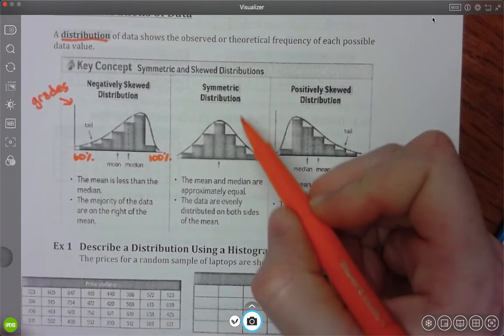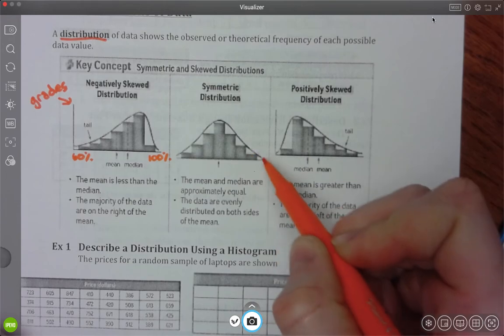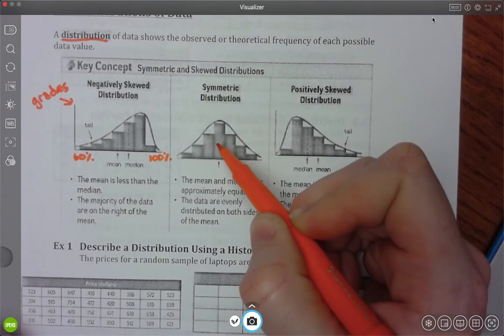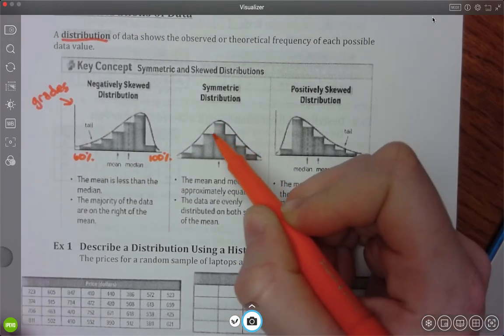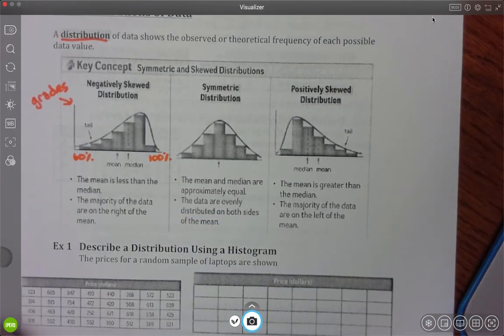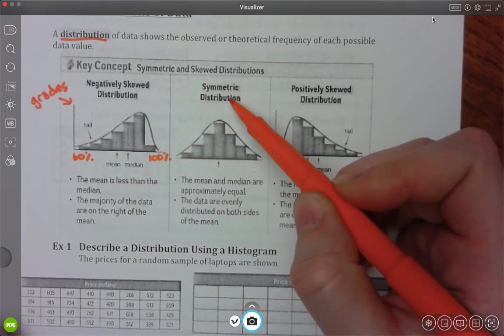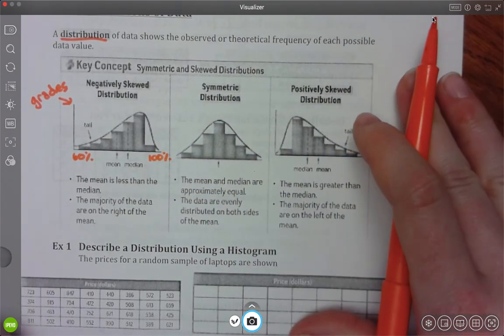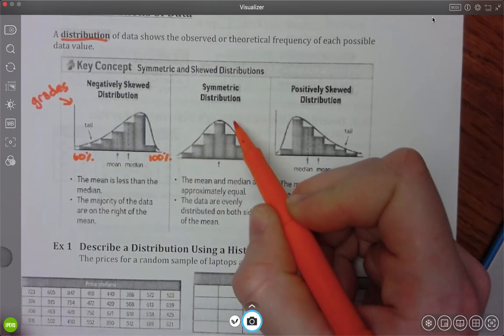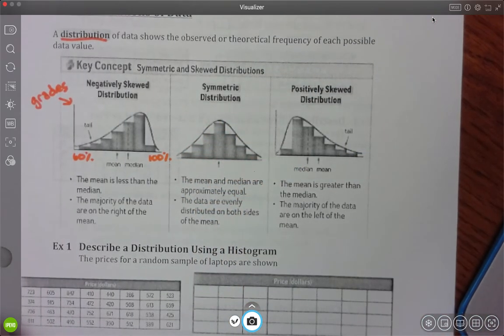A symmetric distribution has the middle right here with the most, and then it tapers off on either side. Most of what we're going to start talking about is going to be a symmetric distribution. This is that bell-shaped curve that we're going to start talking about.